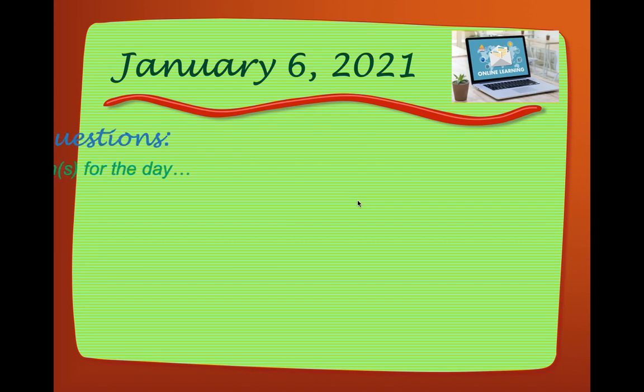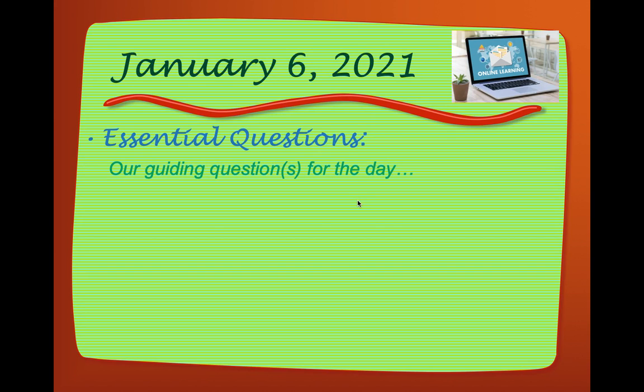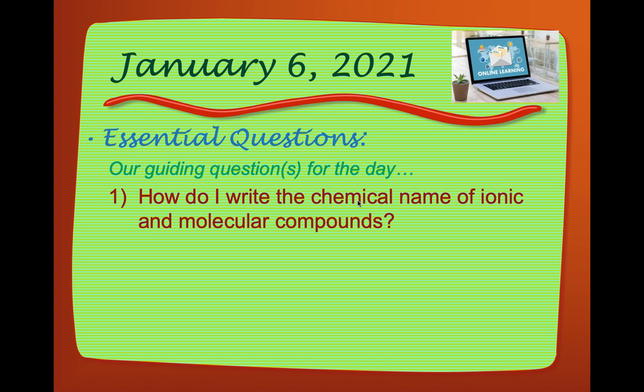Our focus for today, if we look at our essential question as we guide our learning, is how do I write the chemical name of ionic and molecular compounds? You already know how to write a formula if you're given the name, and this goes the opposite way, because you need to be able to do both skills. Very basic skills for chemists.